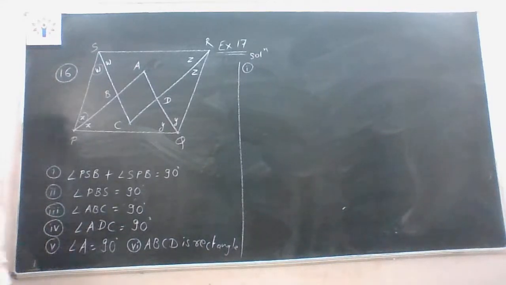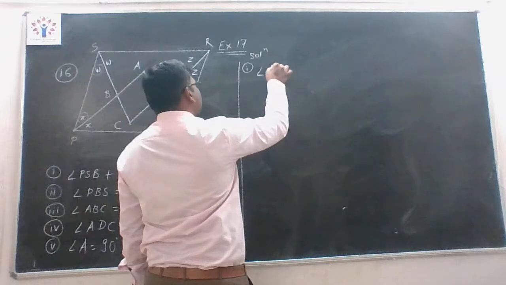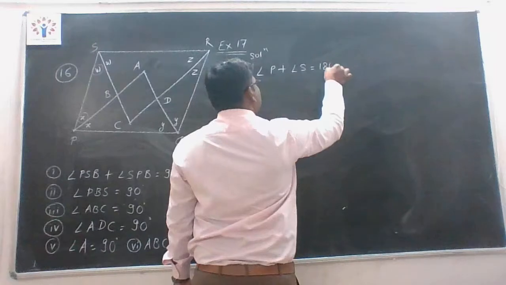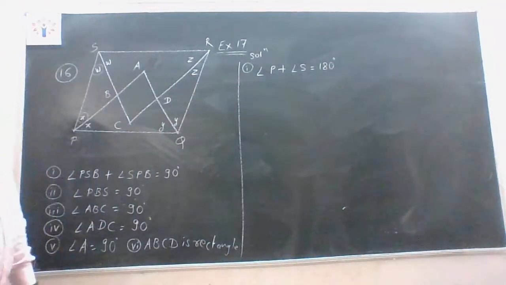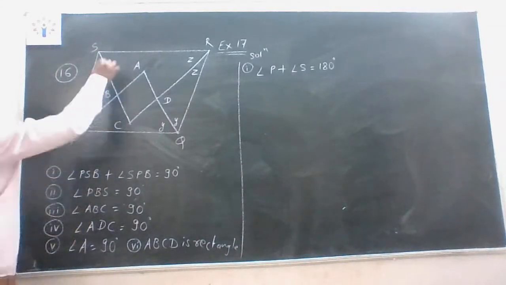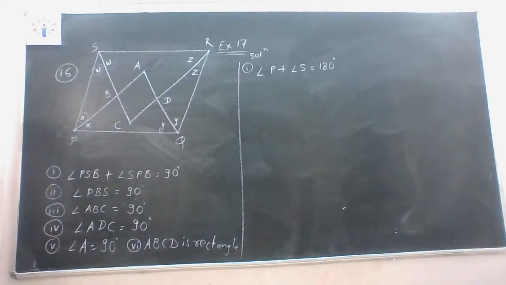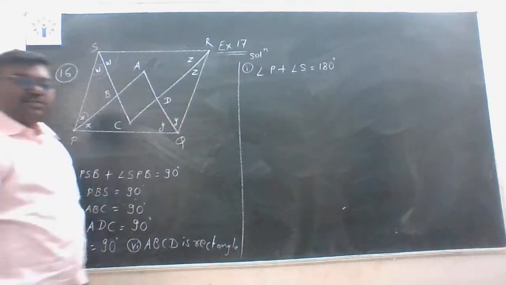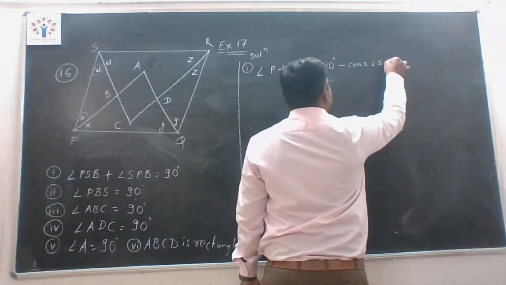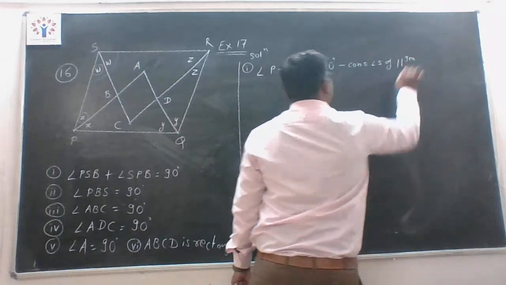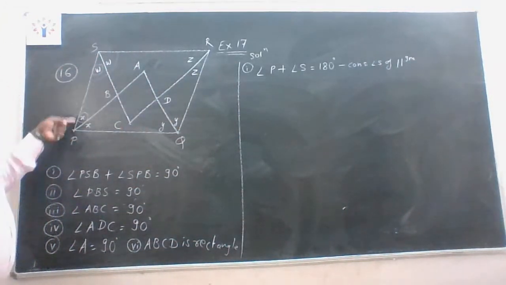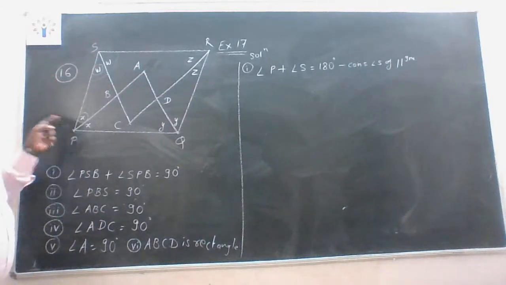Students, can we say that angle P plus angle S is 180 degrees? Angle P means this complete angle P, and this is angle S. The addition of these two angles is 180 degrees. Why is it 180 degrees? Because they are consecutive angles of a parallelogram. We know that quadrilateral PQRS is a parallelogram and consecutive angles are supplementary.